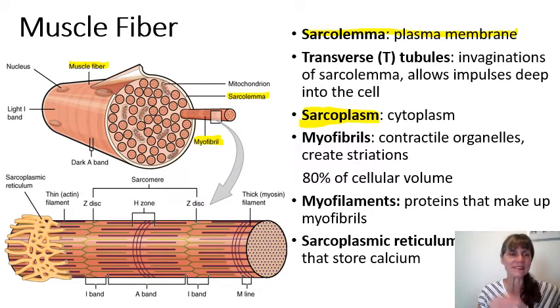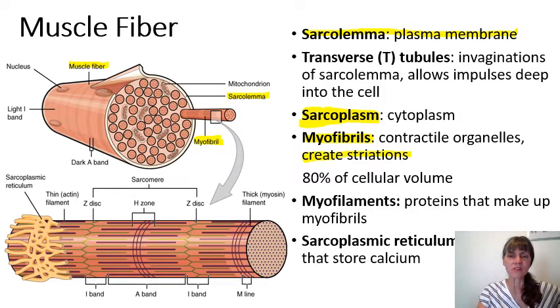Be very careful because it's easy to get confused with regard to the level of structure that you're viewing. So pay very close attention. The innermost cylinders are the myofibrils that make up a muscle fiber. These myofibrils are actually contractile organelles, and it is within these contractile organelles that we see a very specific organization of proteins known as actin and myosin that create the striations.